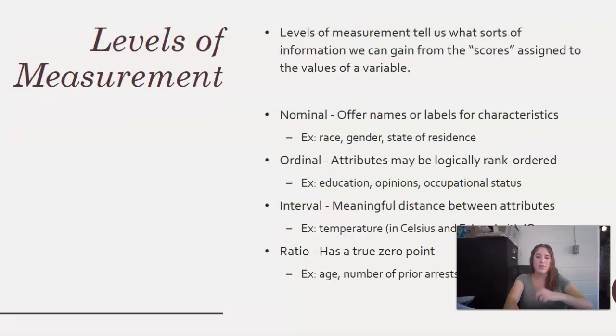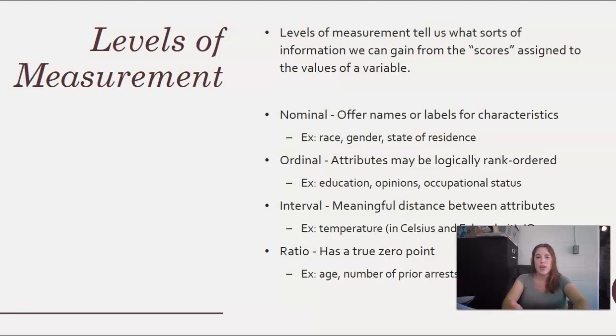And that brings us into our levels of measurement. It's important to know what our level of measurement is, because this is going to tell us what sorts of information we can gain from the scores we assign to the values of a variable. So remember I said we assign numbers like 1, 2, 3, 4 so that we can do statistical analyses. Those things are like giving us the average, telling us if there's more in one category than another. And so some of our statistical analyses can only be done on variables that are measured at a specific level.